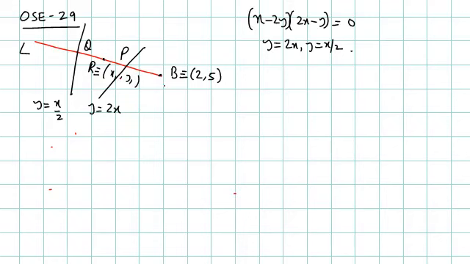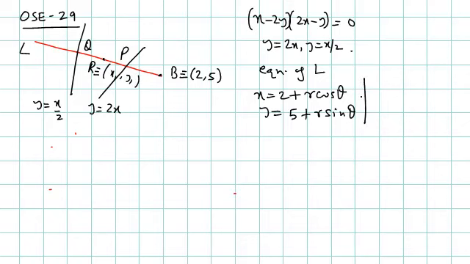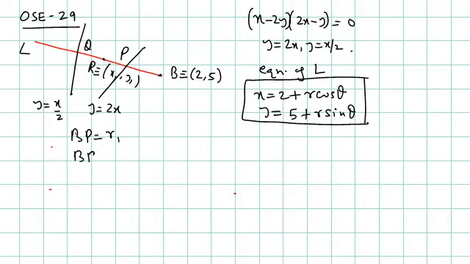BP is a distance measured along the line, BQ is a distance measured along the line, and BR is also a distance measured along the line. So whenever distances are measured along the line, we use the parametric form of the equation of a line. We write the parametric form of L as x equals 2 plus r cos theta, y equals 5 plus r sin theta, right? And then I'll take BP as r1 just to write them in a simple way, BR as r2 and BQ as r3.